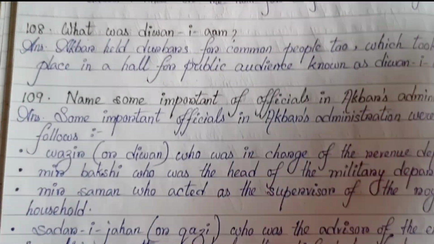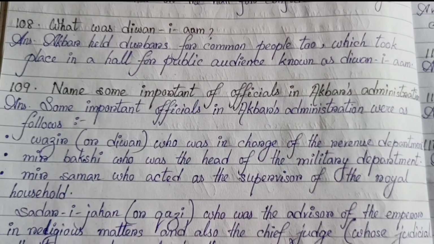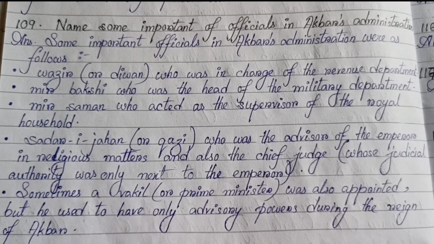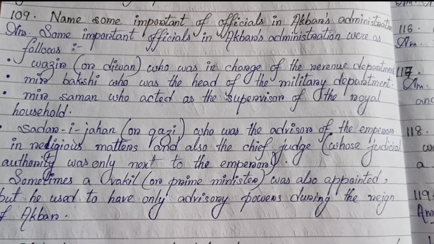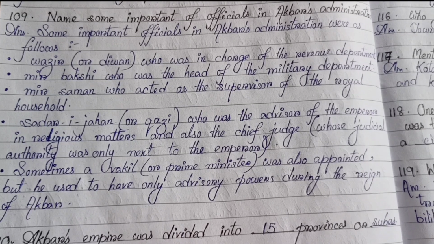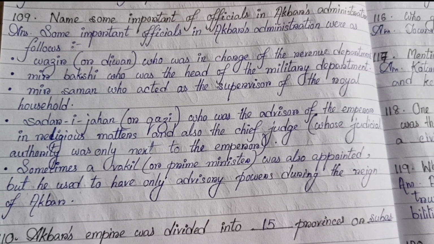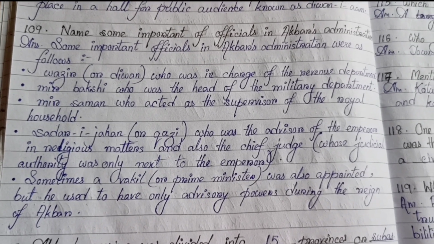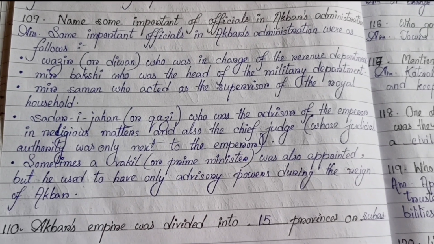What was Diwani Am? Akbar held darbars for common people too, which took place in a hall for public audience known as Diwani Am. 109. Name some important officials in Akbar's administration. Some important officials in Akbar's administration were as follows: Wazir or Diwan, who was in charge of the revenue department; Mir Bakshi, who was the head of the military department; Mir Saman, who acted as a supervisor of the royal household; Sadr-e-Jahan or Qazi, who was advisor of the emperor in religious matters and was the chief judge whose judicial authority was only next to the emperor; sometimes a vakil or prime minister was also appointed, but he used to have only advisory power during the reign of Akbar.